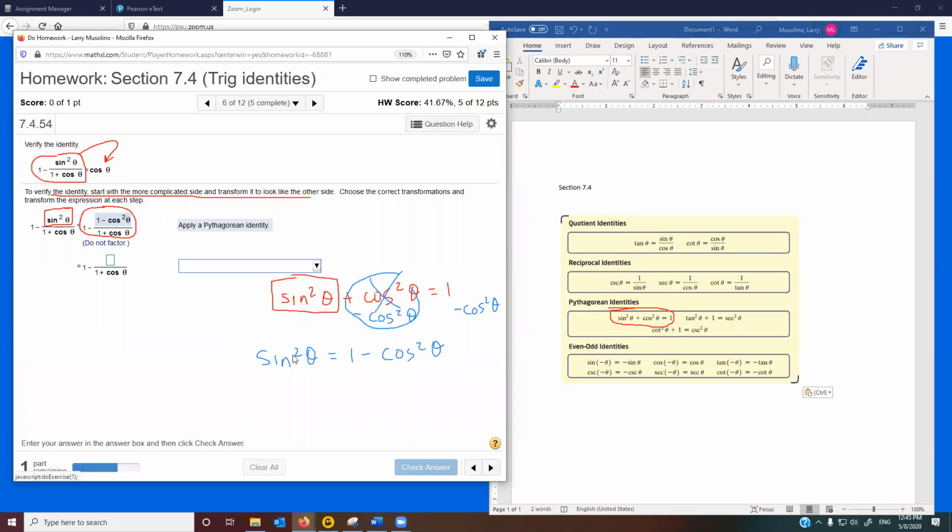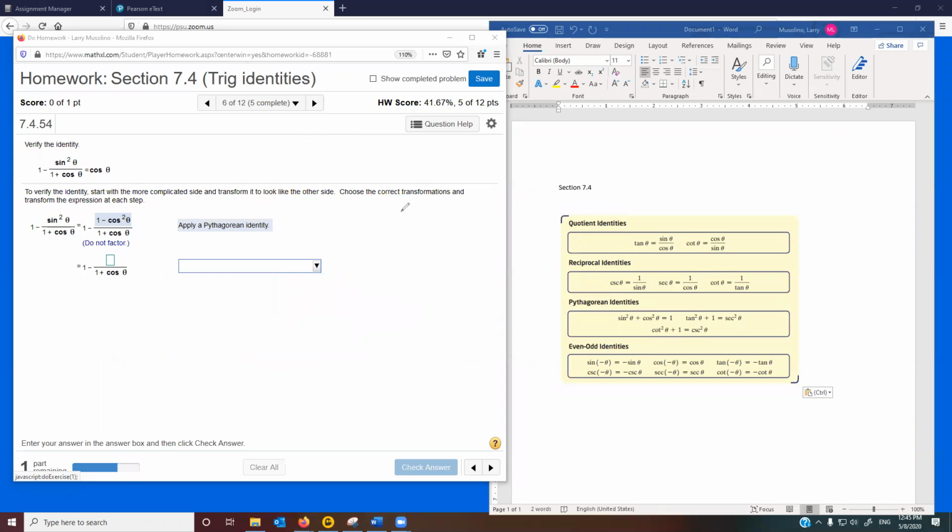All right, now it wants us to go one more step. It wants us to figure out, and here are my choices, what it wants me to do. It either wants me to factor the numerator, divide out a common factor, or apply a quotient identity? Well, I'm noticing that the numerator here is 1 minus cosine squared theta. But I remember from factoring that 1 minus cosine squared theta is the difference of two squares. So I can write this as 1 plus cosine theta times 1 minus cosine theta.